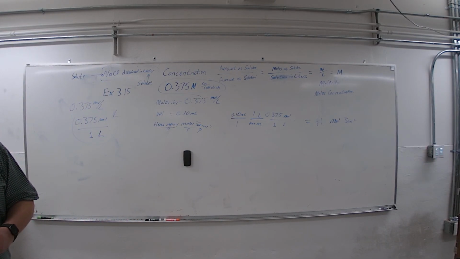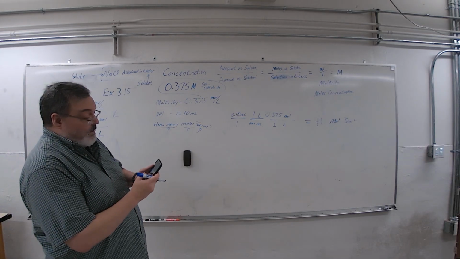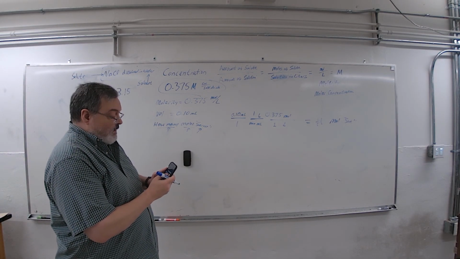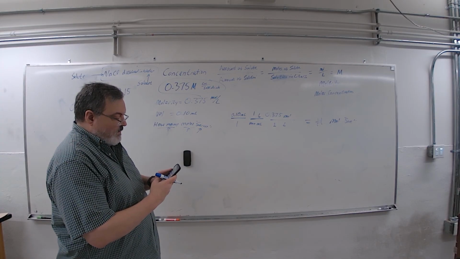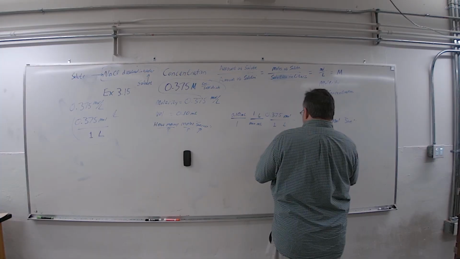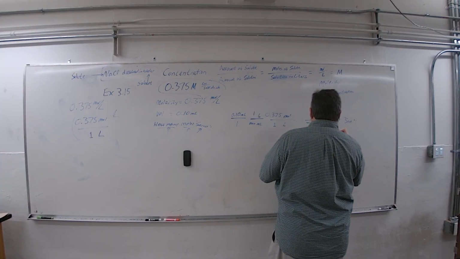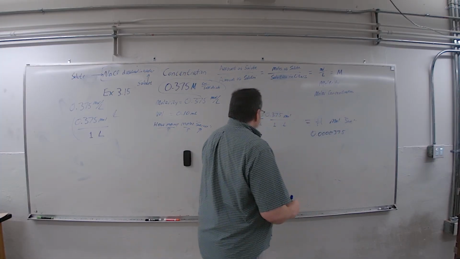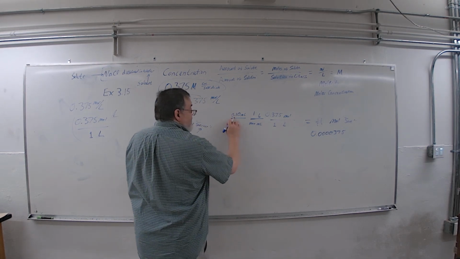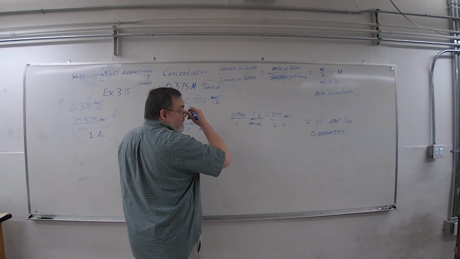You with me? I did that one better than I was doing empirical formula. 0.1 times 0.375 divided by 1,000. The answer my calculator says is 0.0000375. This came out to 375 again because that's 0.1 and that's 1,000.